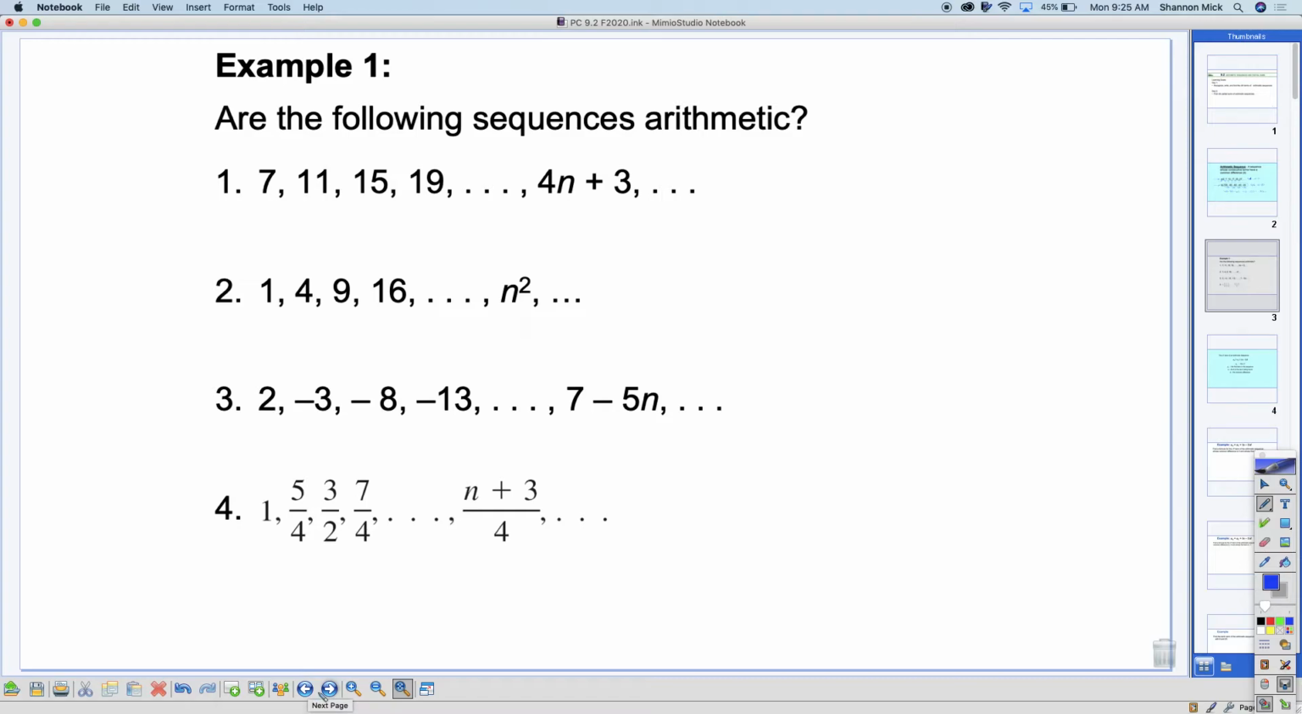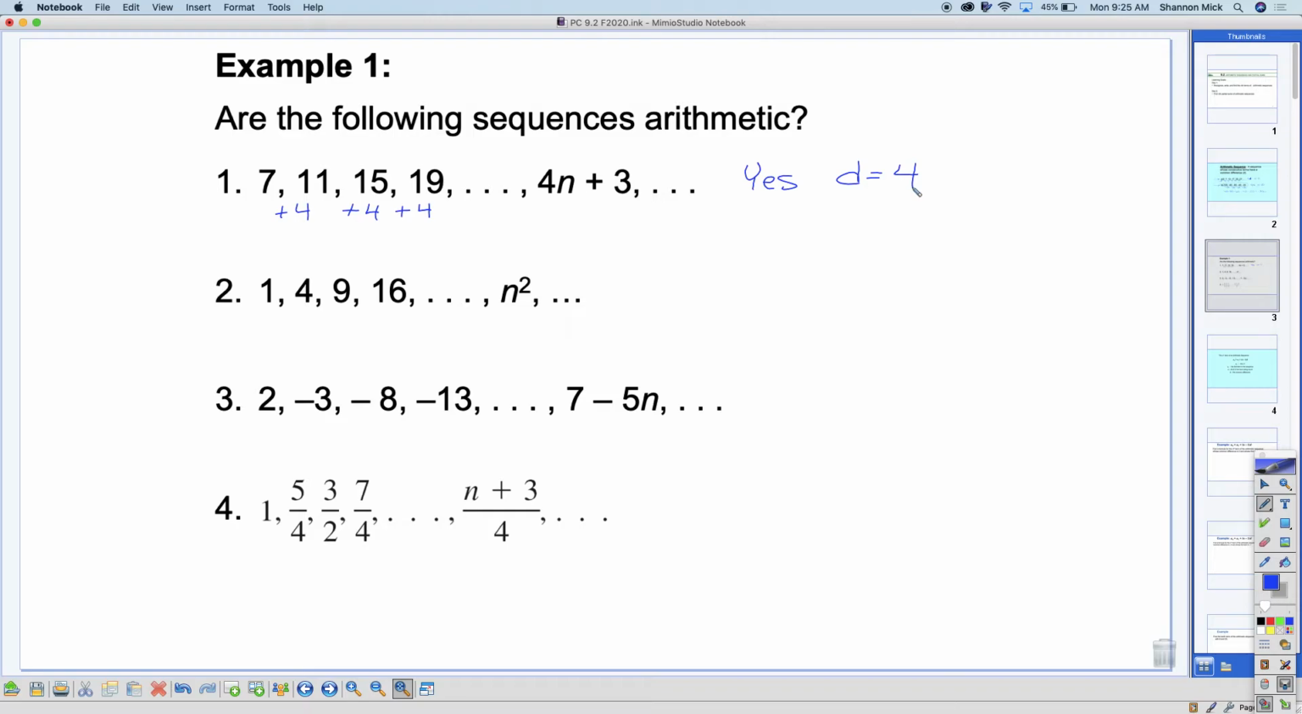So, are the following sequences arithmetic? And if so, you need to state their common difference. So I have 7, 11, 15, and 19. What's going on for each one? Plus 4, plus 4, plus 4. So it's yes, and the common difference is 4. They have the equation right there, and we're going to show you how to write that equation really quick, but it's there so we can see it.